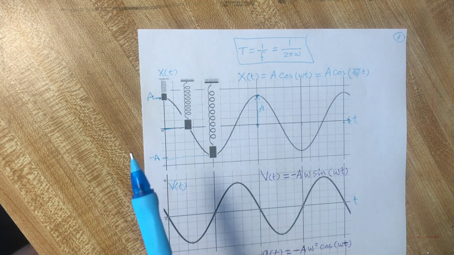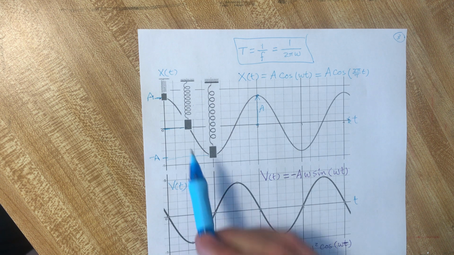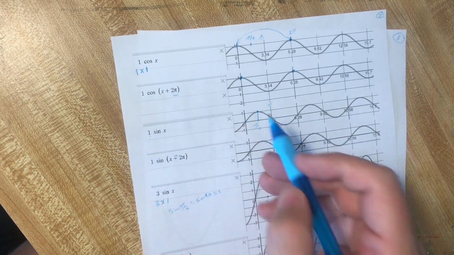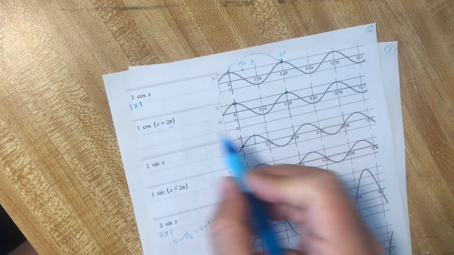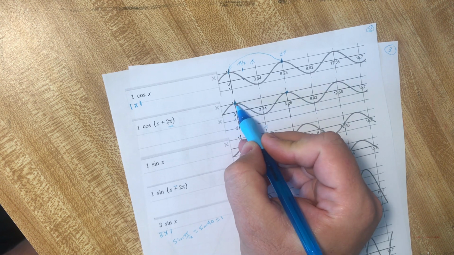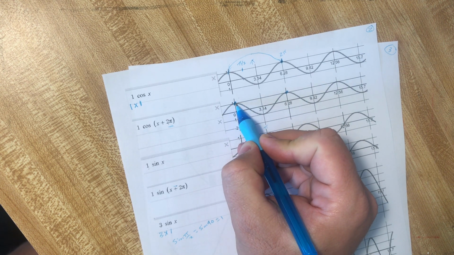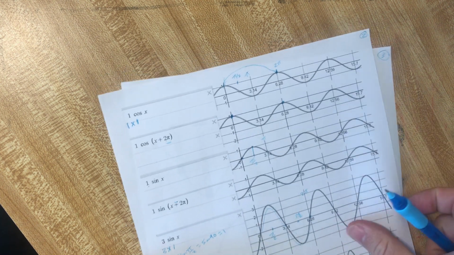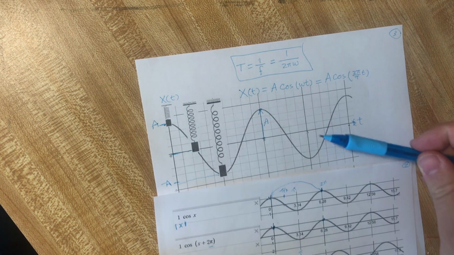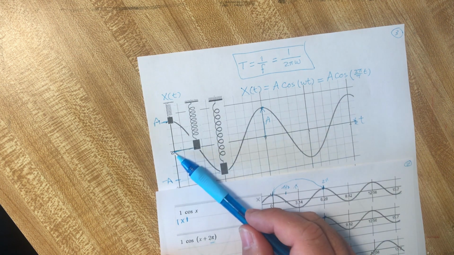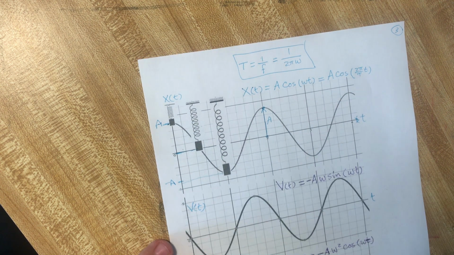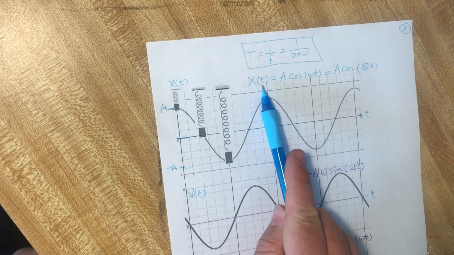If we start not from zero, look here: the sine function at 0 is equal to 0, but the cosine function at 0 is equal to A, not to 0. So this function is the same as this one. It is not starting from 0, it is starting from A. Okay? So this is the position function.